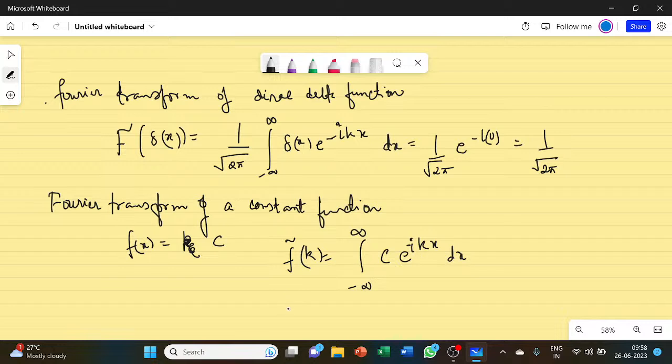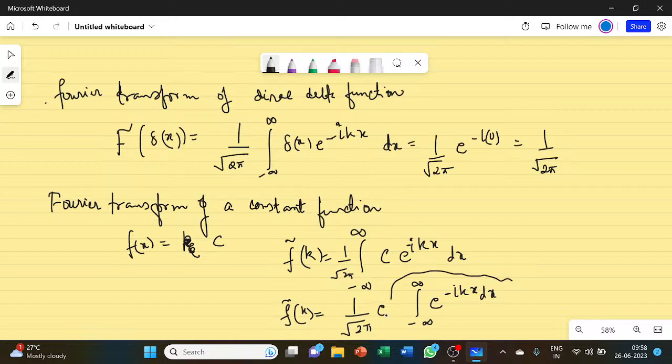So how would I write this? 1 upon root 2 pi would also follow, and there would be a c as well, and then you have the integral from minus infinity to plus infinity of e to the power minus iota kx. Just remember, a few minutes before we have written it in the form of the Dirac delta function. So this is Dirac of minus x. Whether you write Dirac of minus x or Dirac of x, they are one and the same thing.